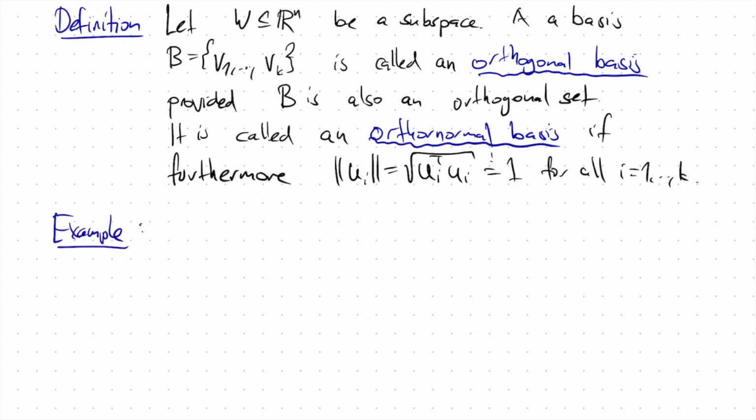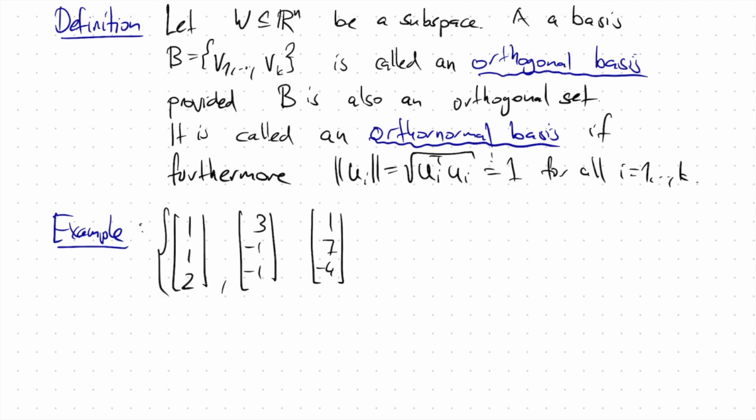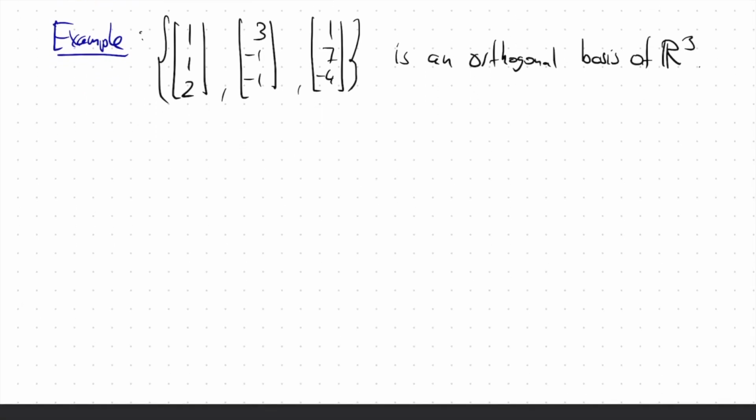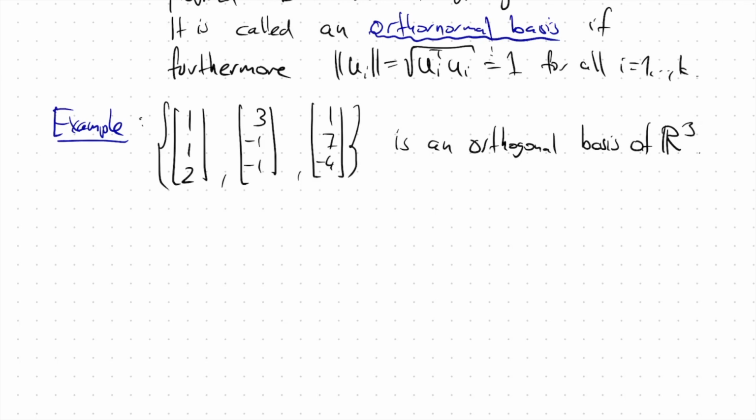For example, the following 3 vectors are an orthogonal basis of R3. Okay, how do we see this? So note we only have to check that it's actually an orthogonal set. Why? Because once it's orthogonal, we know it's linearly independent. So it's 3 linearly independent vectors in R3. There will be automatically a basis, right? Because you can have at most 3 linearly independent vectors. They have to span R3, so they form a basis.